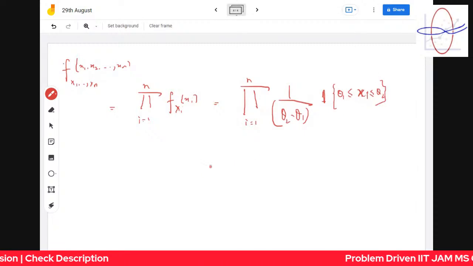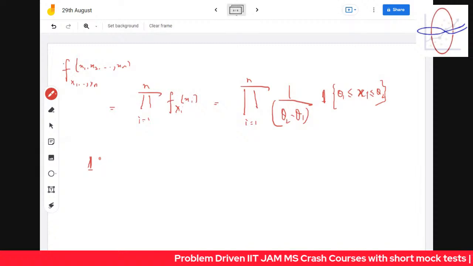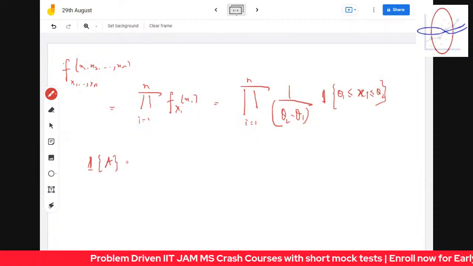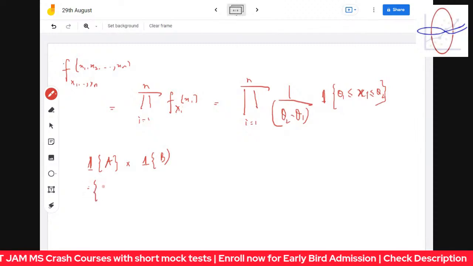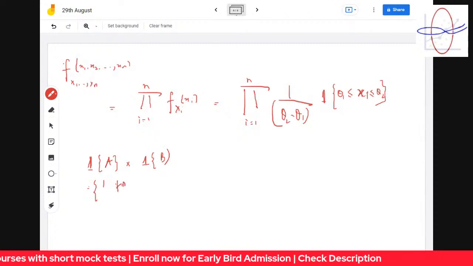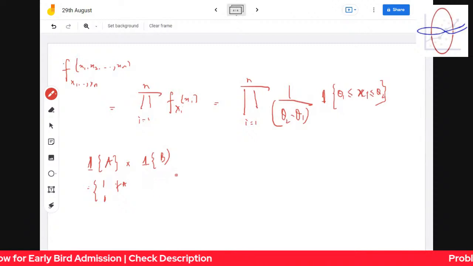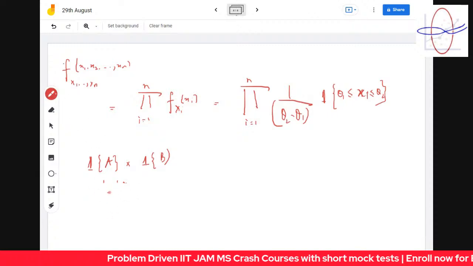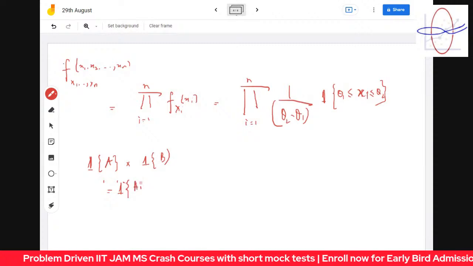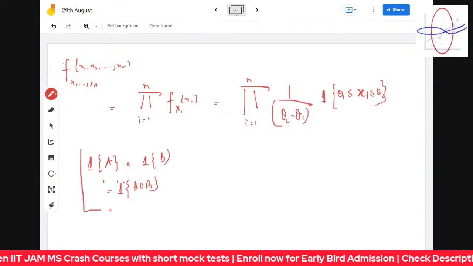When you multiply these, the understanding is this: indicator of set A times indicator of set B means what? The first is 1 if A occurs and 0 otherwise. The second is 1 if B occurs and 0 otherwise. If you multiply, you get the indicator that A and B both occur, that is, the indicator of A intersection B. If you can't understand, stop the video and work through this. This is a very important idea.